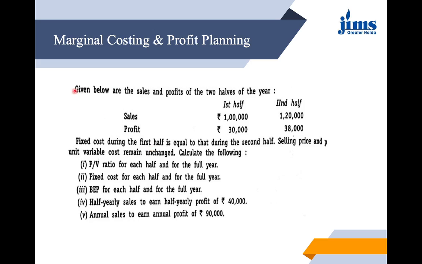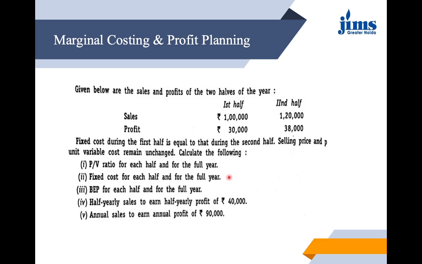Let us see another question. This question has sales and profits of the two halves of a year. For the first half and for the second half, sales and profit are given to us. Fixed cost during the first half is equal to that during the second half. Selling price and variable cost per unit remain unchanged. We need to calculate PV ratio for each half and for the full year together.